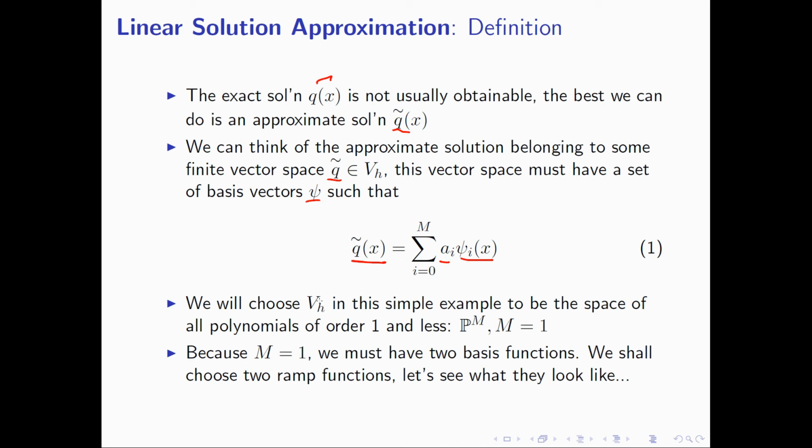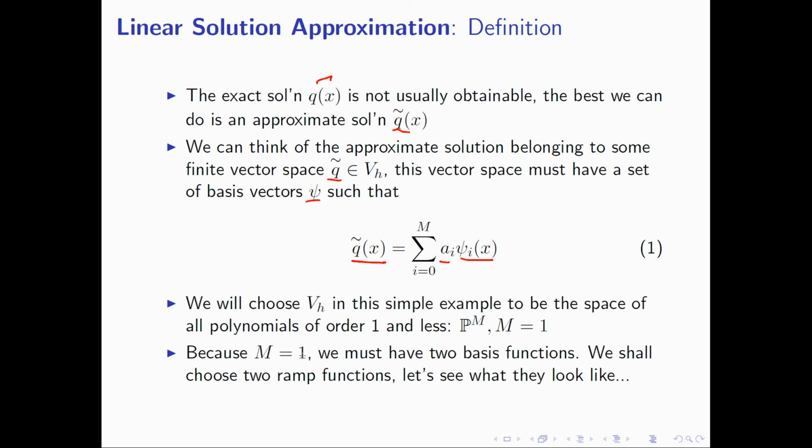So we'll choose the vector space in this simple example to be the space of all polynomials of order 1 and less. So in this case, m is just equal to 1. So therefore, we would expect our solution approximation to be linear.